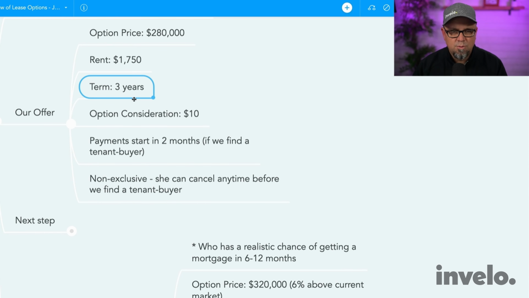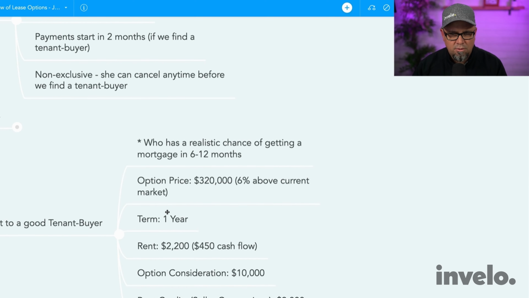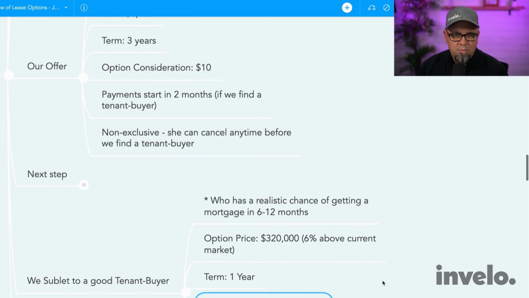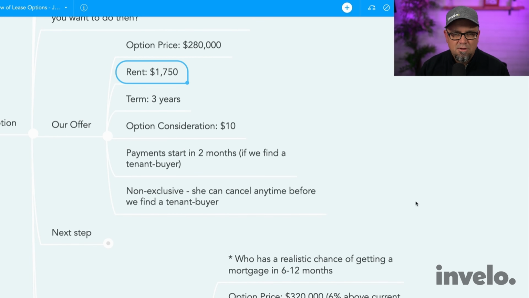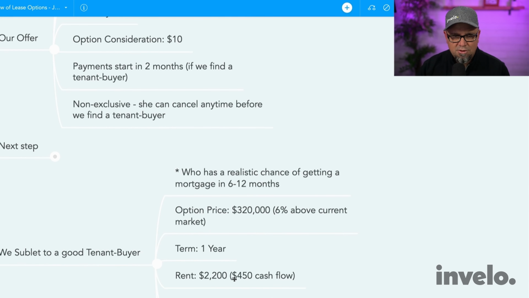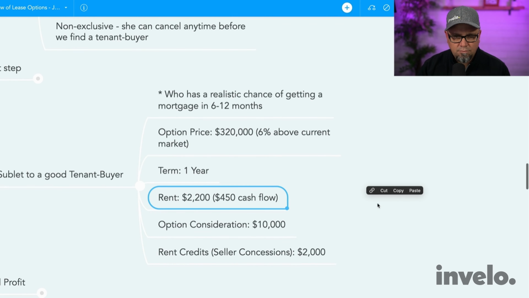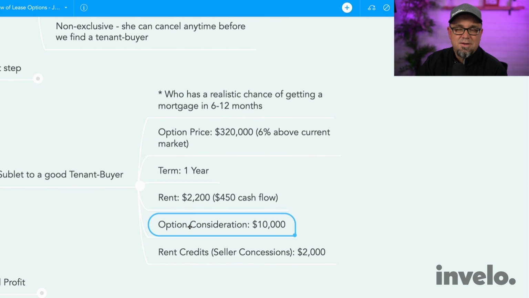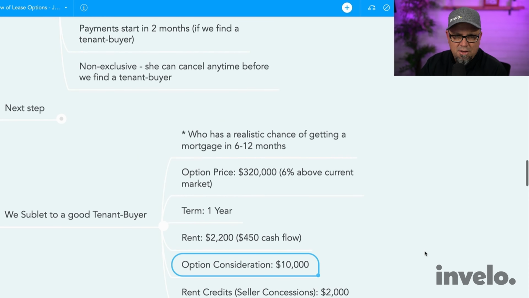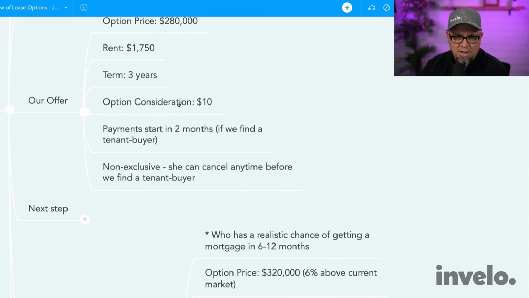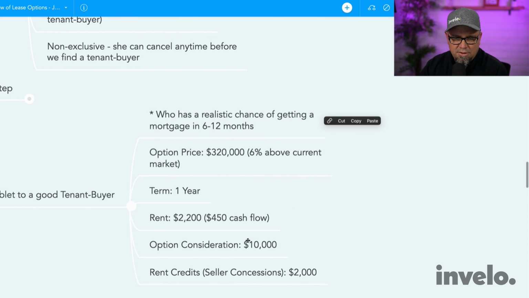We have 3 years with the seller. We're going to give the tenant buyer 1 year. And we're going to rent it out for market rents of $2,200 a month. Remember, we're paying $1,750 a month. So what's our cash flow? A sweet $450 a month. And we're going to collect $10,000 down from the tenant buyer. So we're paying how much to the seller? $10. And we're collecting $10,000 up front.